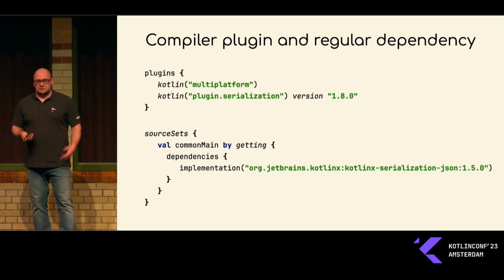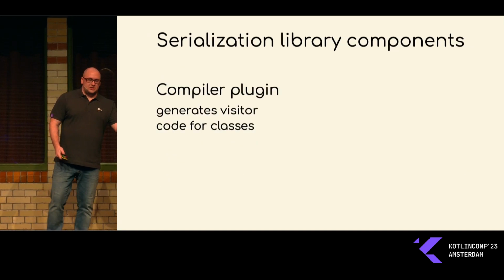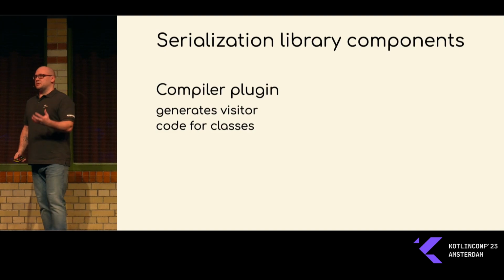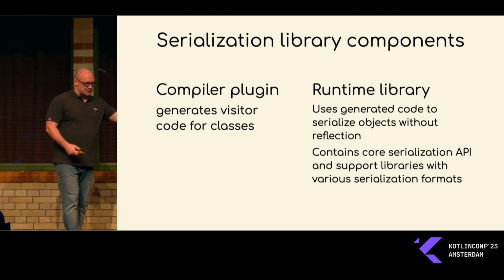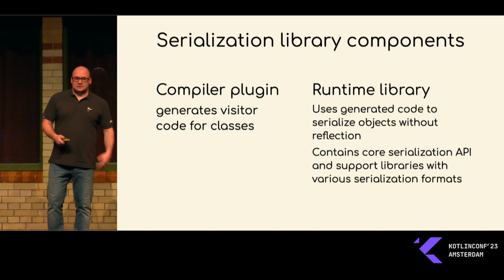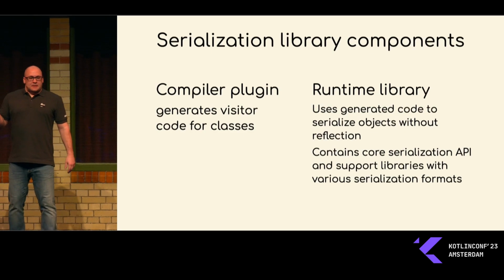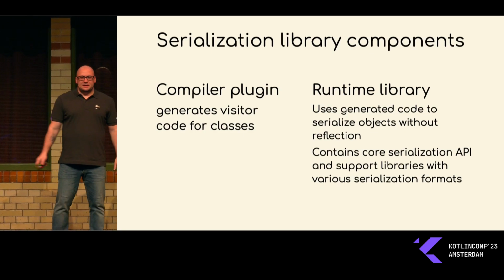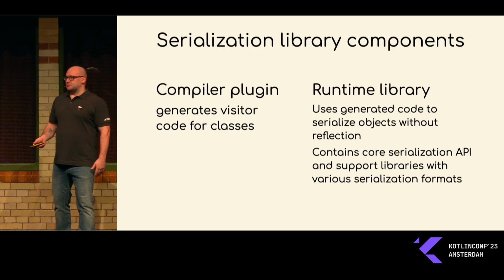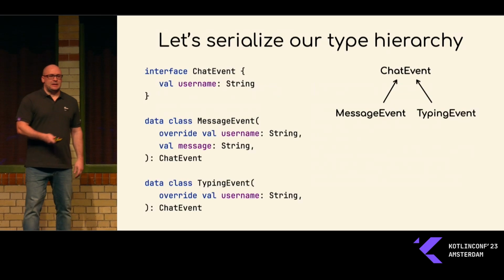And that is because you actually have a compiler plugin to generate the visitor code to get rid of the reflection, so that the runtime library can use this code and serialize and deserialize objects without reflection. And then it also provides you the APIs to work with this library, to call this serialization API from your application.